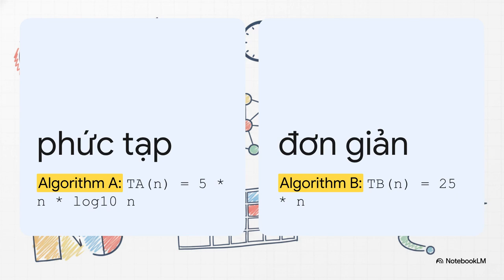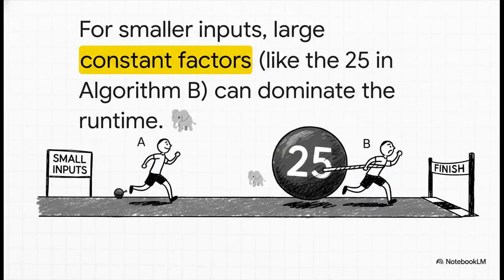Okay, let's look at the actual math behind two algorithms. Algorithm A is O of n log n, and B is O of n. But look closer. See those numbers out front? The 5 and the 25? Those are called constants. And you'll notice algorithm B's constant is a lot bigger. And this is where it gets really interesting.